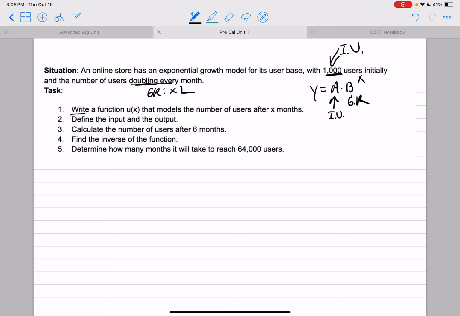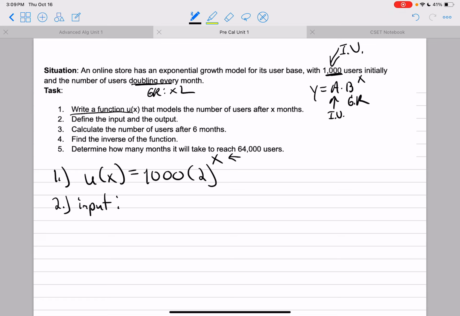So it says write a function u of x. So for number 1, I'm going to say u of x equals the initial value, 1,000 times 2 to the x. Okay, define the input and output. That's what 2 says. So what do I put in place of x? The input is x, which is months, right? And the output, what do I get out of this? U of x equals users.